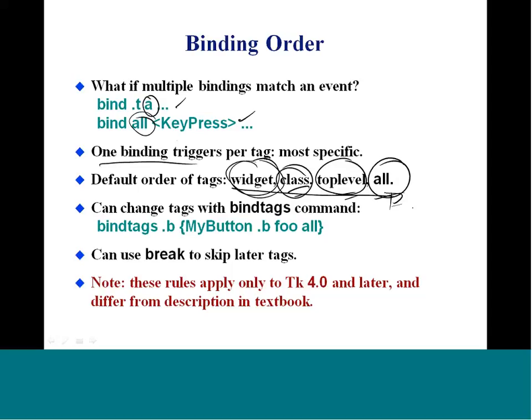And this order can also be changed with the bindtags command. So this is another command: we learned about bind, now it is bindtags. The bindtags command changes the tags for a particular widget and applies other tags as well. Here, for my button, we say it's .b foo and then all. And then we can use break to skip the later tags. Again, one thing is that these rules apply only to Tk 4.0 and later. That's another thing you may want to keep in mind.